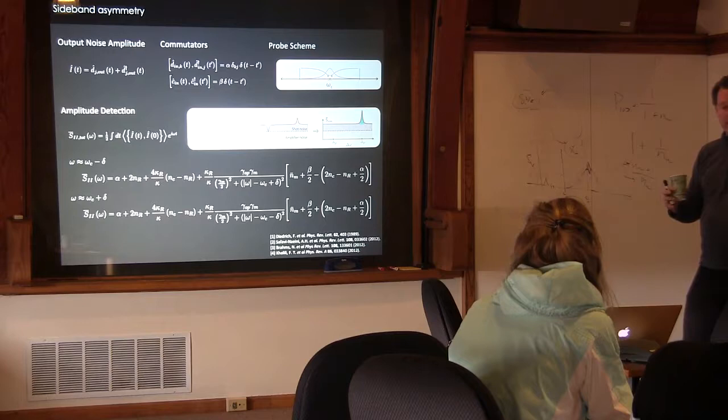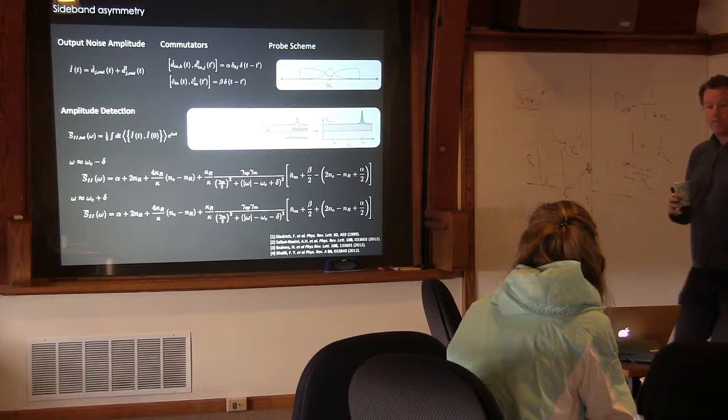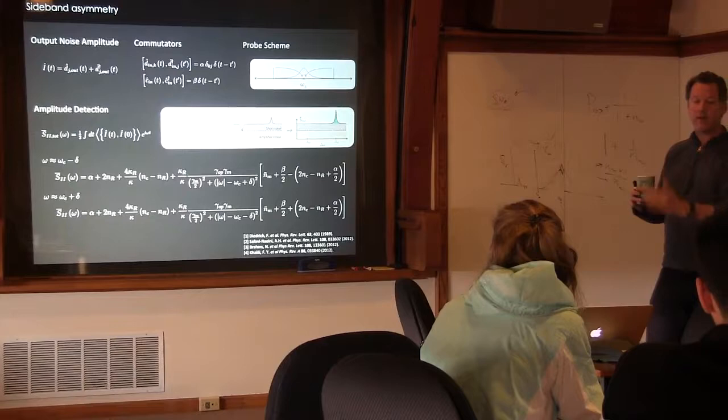Anyway, you can read our paper. There's a long PRX that describes all this. Osh wrote a big theory section at the beginning. We then provided all the experiment section after that.